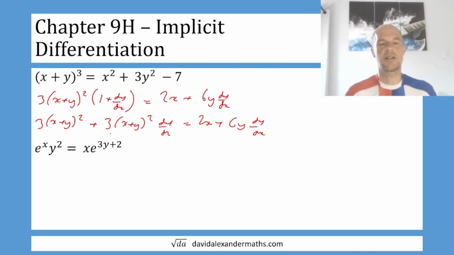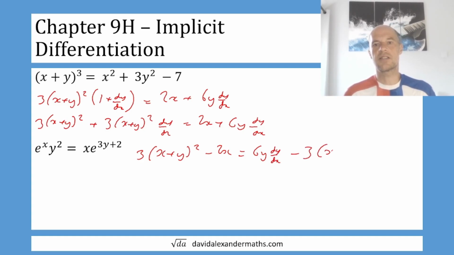So what I'm going to do now is I'm going to take away the 3x plus y squared dy by dx from both sides, and I'm going to take away a 2x from both sides. So that will give me 3 lots of x plus y all squared minus the 2x from the right hand side equals 6y dy by dx. Take away the 3x plus y squared dy by dx from the left hand side. Now on the right hand side, I'm just going to factor out the dy by dx, which will give me 6y minus 3 lots of x plus y squared.